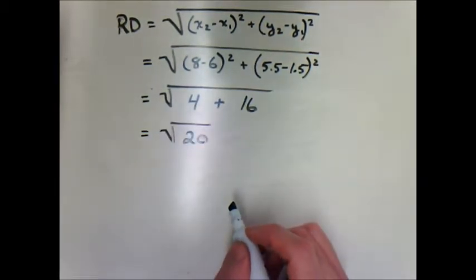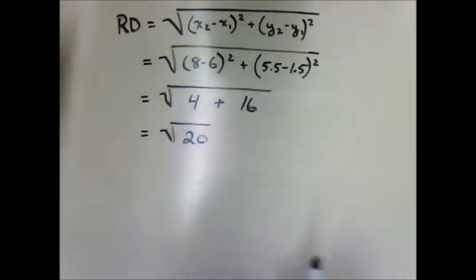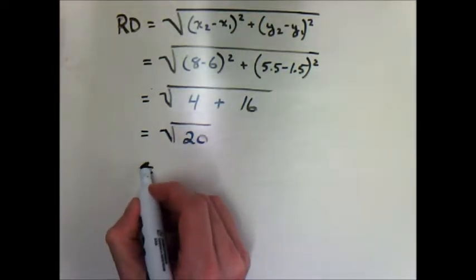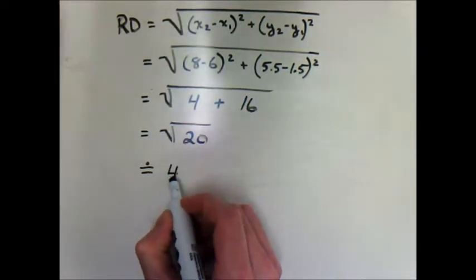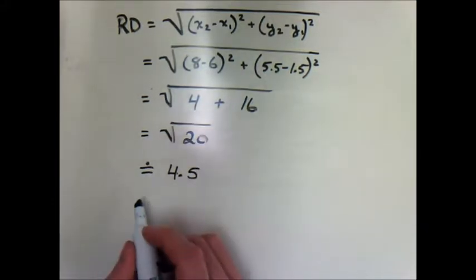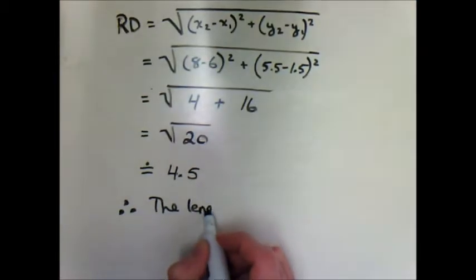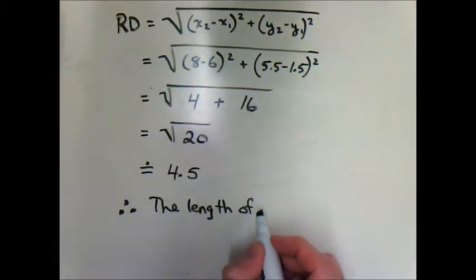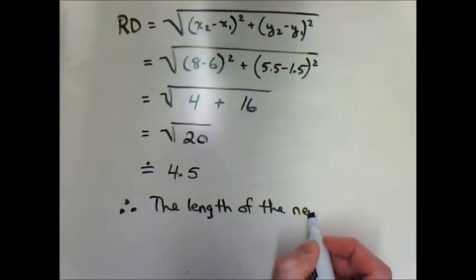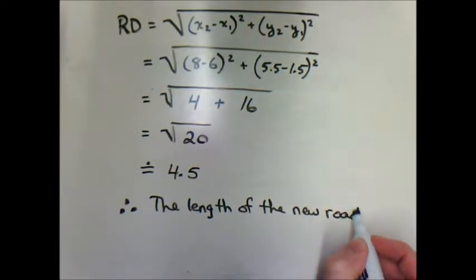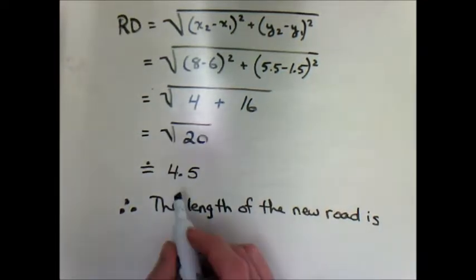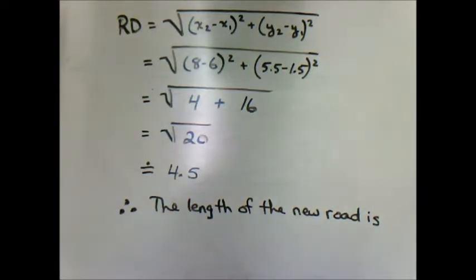Square root of 20, and we want to round to the nearest tenth. So we just throw that in our calculator. Square root of 20 is approximately 4.5. Therefore, the length of the new road is, and we're missing one more step because our grid information in the question told us that each square in the grid, each unit in the map represents 500 meters.